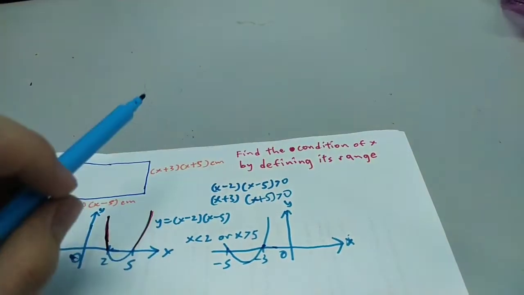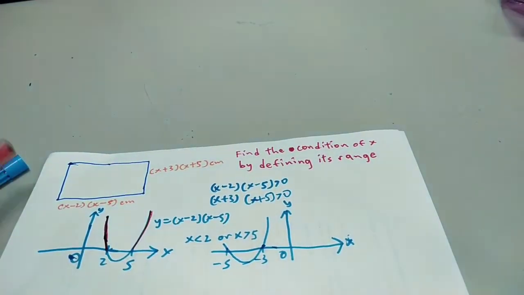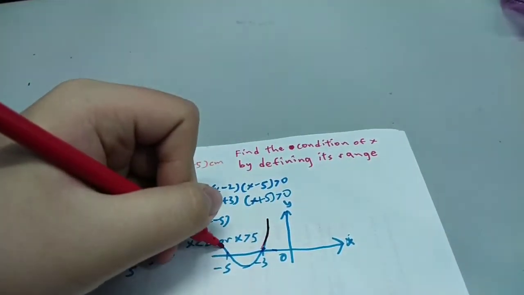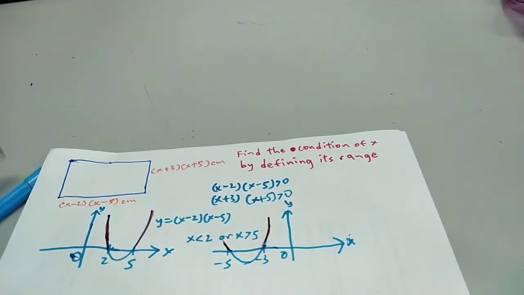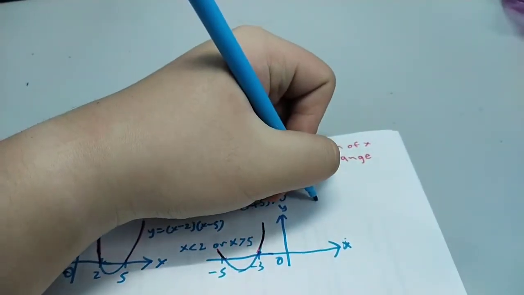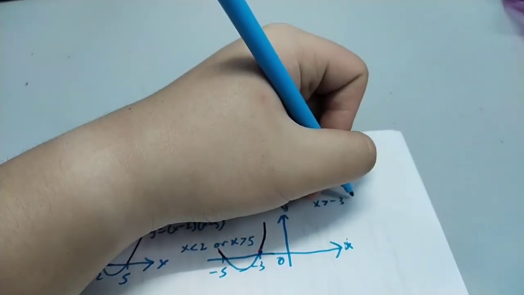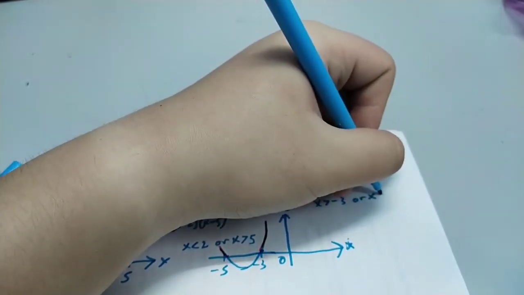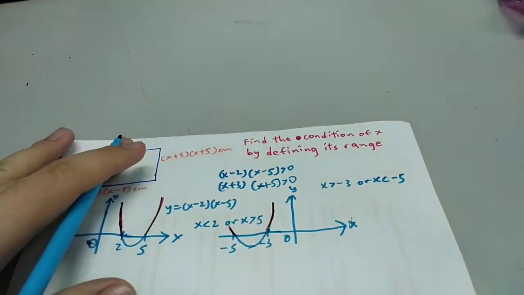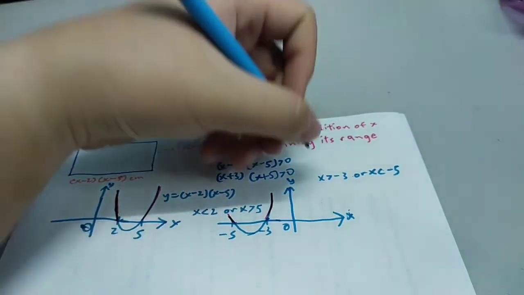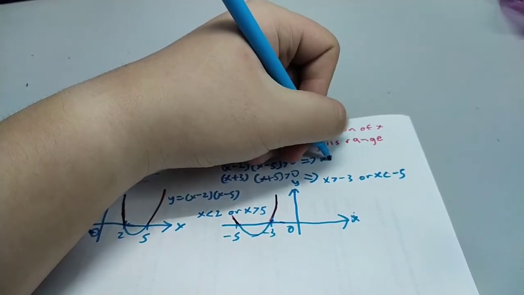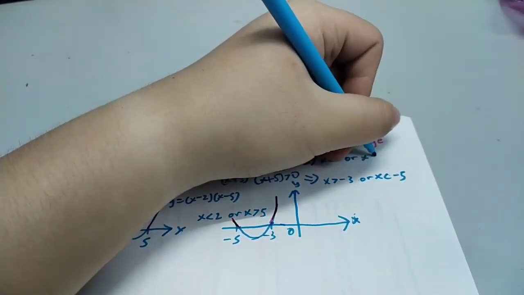Okay. So we need to find the curve that satisfies the inequality: this curve and this curve. The range that satisfies the red curve is going to be x must be bigger than negative 3 or x must be less than negative 5. And we have already found the inequality for the first one: x is less than 2 or x is bigger than 5.